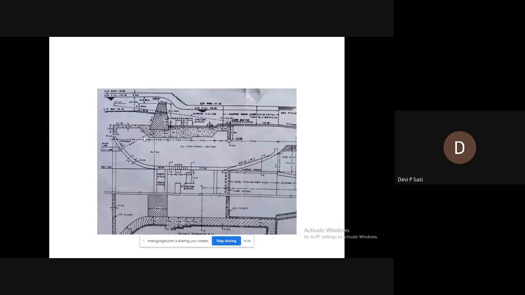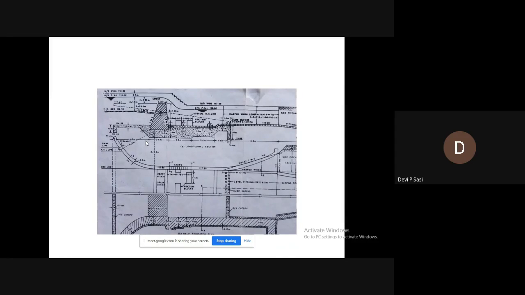You can see there are two cases: the discharge less than 14 cumec and the discharge exceeding 14 cumec. When the discharge is less than 14 cumec, it is given an angle of 45 degrees. And if the discharge exceeds 14 cumec, we are giving an angle of 60 degrees, and the radius is 5 to 6 times h. Okay, that is about the upstream approach.